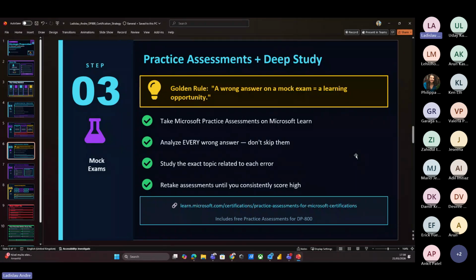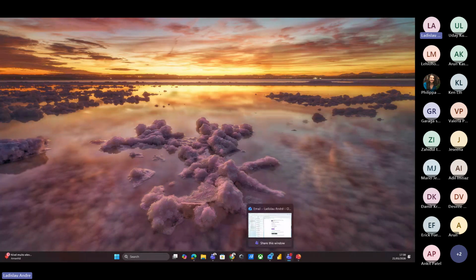Also, taking the practice assessment. After I take a course from A to Z, I already have the general knowledge, but I don't have a deep knowledge about it. I don't know it to the core. I have a general idea of how it works, but now I want to go deeper on the topics. And this is what I do. I use the practice assessment from Microsoft that is really good, and I use it to study.